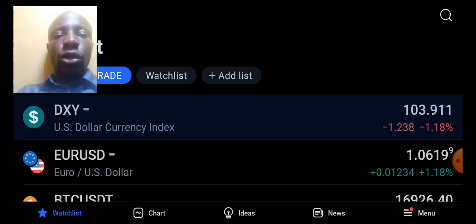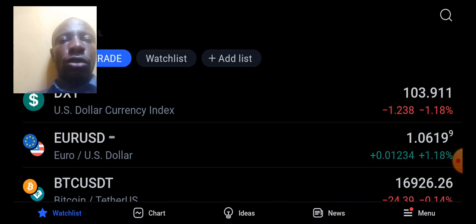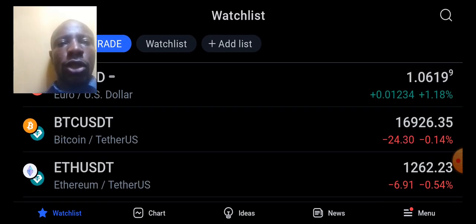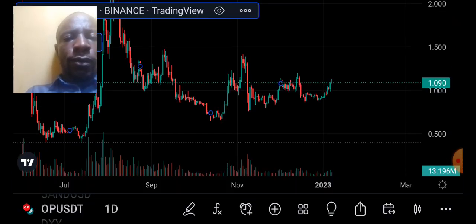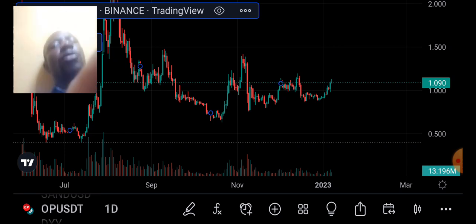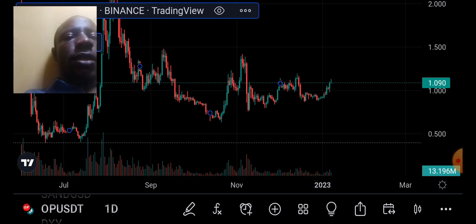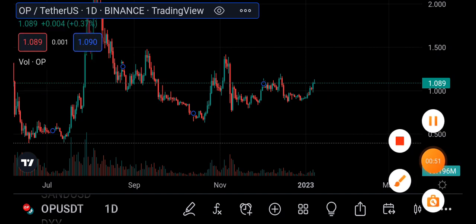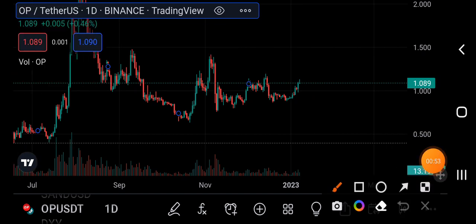Okay, when you want to trade, let me show you. Let me go straight to the chart. Now I'm going to show you. I'm actually trading right now on a particular coin. No, I'm not trading on this, but let me use this as an example. This is what we call zone trading. I want to show you something right there.